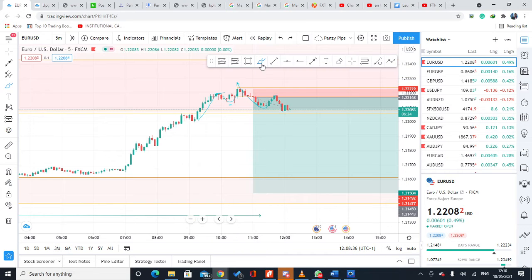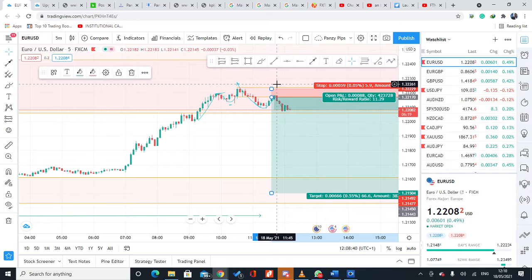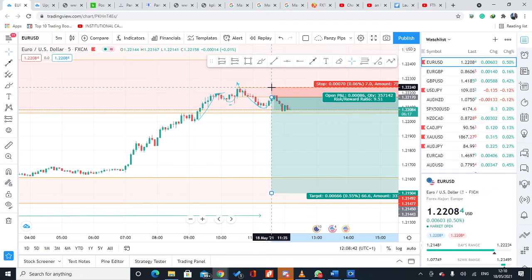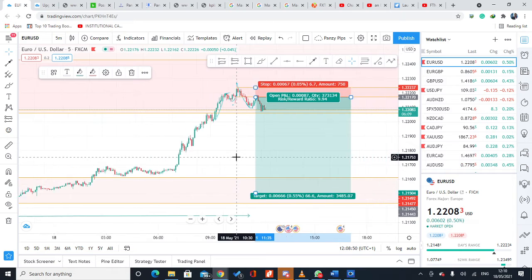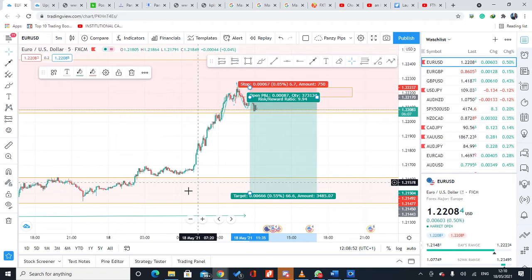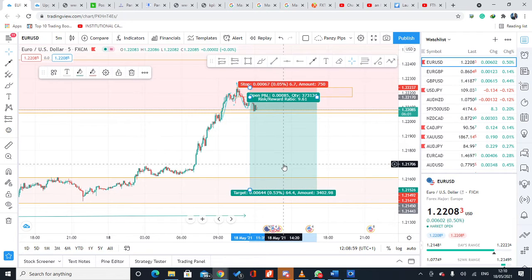Sorry. Here was my entry, and I put my stop loss just above this high. Entry is at 1.22170. Stop loss above the high at 1.22237. And my take profit level, I expect the market to go all the way into this 1 hour other block, and so I'm having a take profit at 50% of this other block, which is at 1.21526.